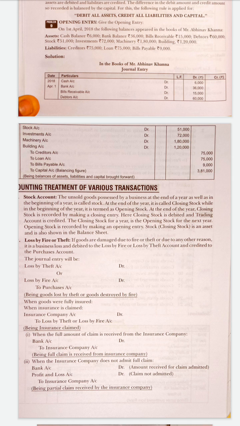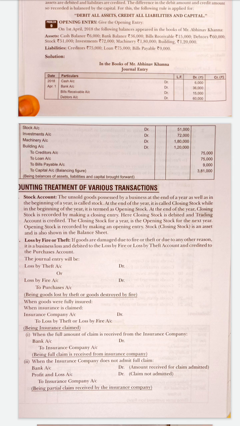See the next accounting treatment, the next transaction: loss by fire or theft. If the goods are damaged due to fire or theft or some other reason, it is a loss. As per the rules, loss is to be debited. So the journal entry will be loss by theft or loss by fire account debit to purchase account, because the goods are damaged. Instead of writing goods, it is indicated by the word purchase account.